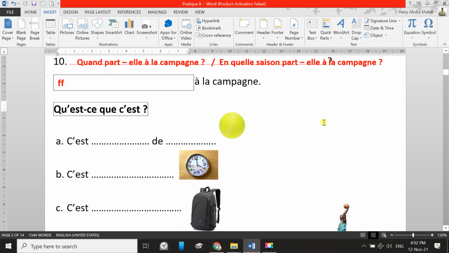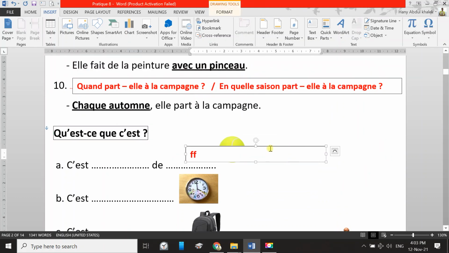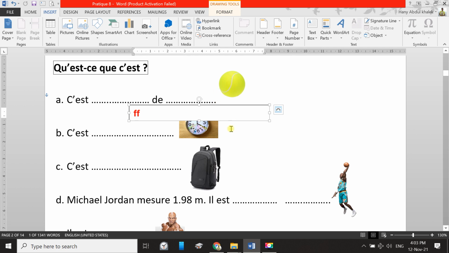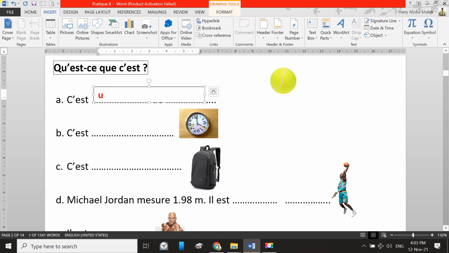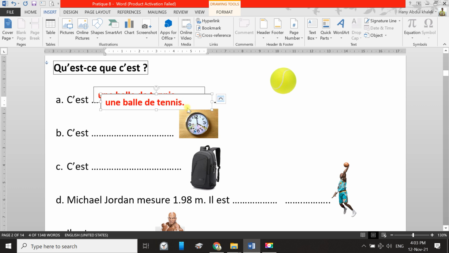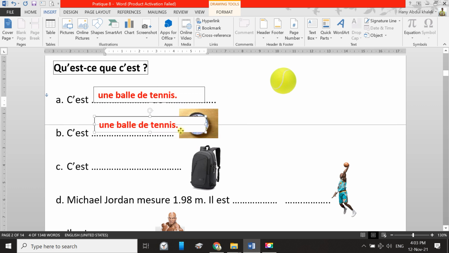Okay, the next question here. Qu'est-ce que c'est? What is this? Here we have one of the tennis ball, the small one. Okay, c'est une balle de tennis. If you know the other word, un ballon, it's the big one. Une balle is the small ball, like of the basket or the football, it's the big one. Un ballon, B-A-L-L-O-N. So here it's c'est une balle de tennis. Or we can say du tennis if you want.